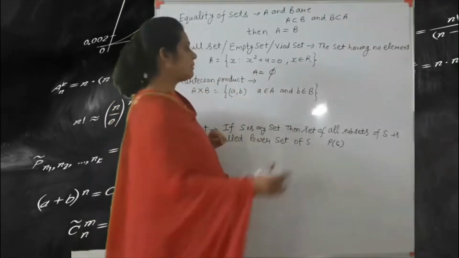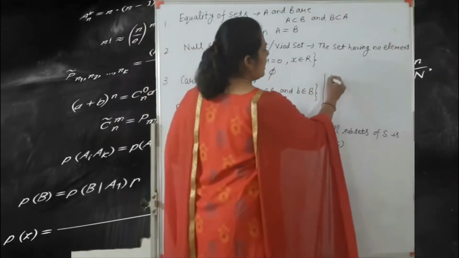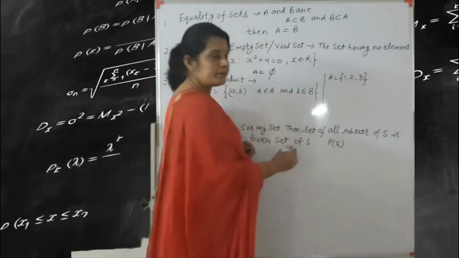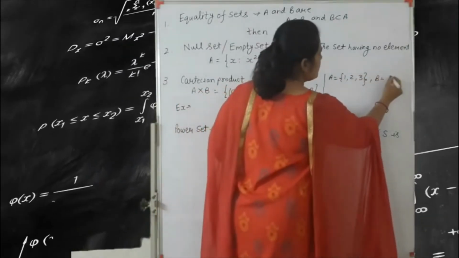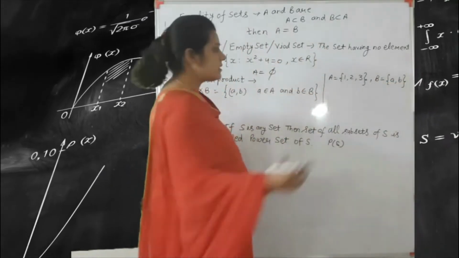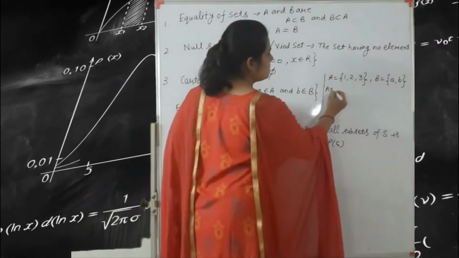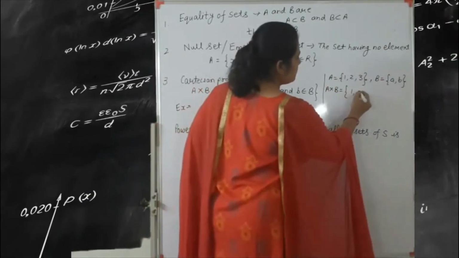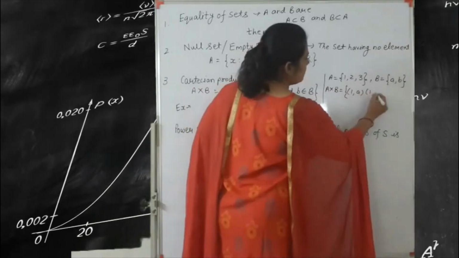Okay, so for example, if we have A is equal to {1, 2, 3}, three elements, and capital B is equal to {a, b}. Got it? So what is A cross B? A cross B is equal to, first we write (1, a), (1, b).